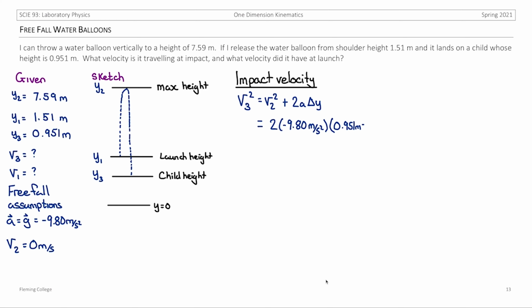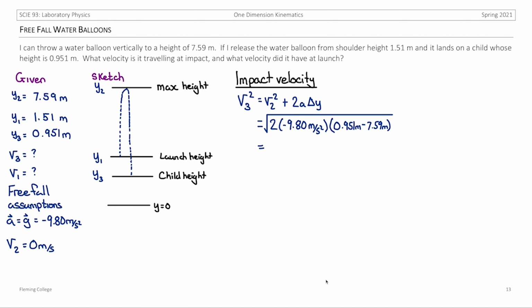So we're starting at y2, ending at y3, which means we have 0.951 meters subtract 7.159 meters. Now this is all underneath a square root, so you need to be careful and make sure you enter it in your calculator properly. And you should be familiar enough with math to recognize that we can't take the square root of a negative value, so we have to be careful and consider what's going to happen here. Our acceleration is negative, and our displacement will also be negative, as 7.59 is much greater than 0.951. So we'll have a positive value underneath this radical.